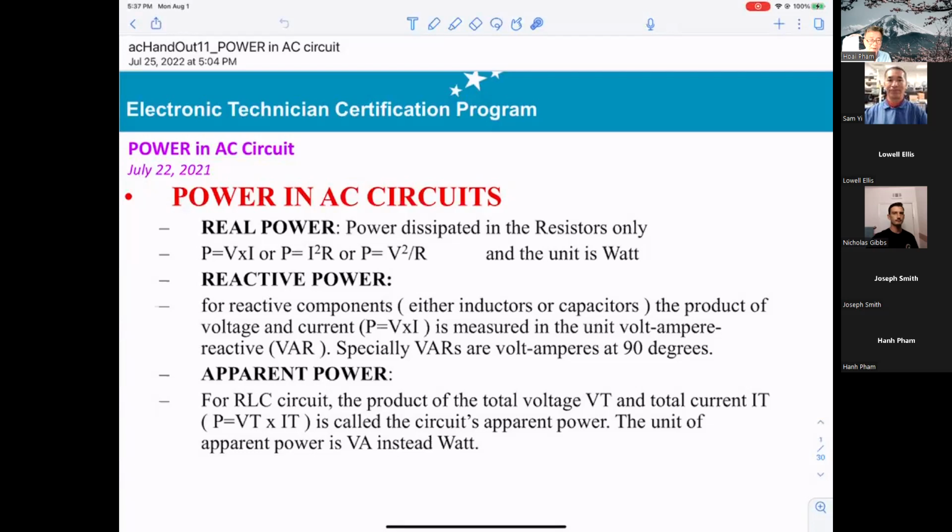The next one, apparent power, for an RLC circuit. It is the product of the total voltage VT and total current IT, P equals VT times IT, which equals the circuit's apparent power. That means they combine R, L, and C. If you want to calculate that power, it is called apparent power. The unit of apparent power is VA, instead of watts.